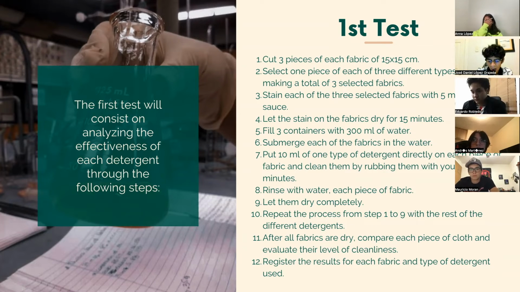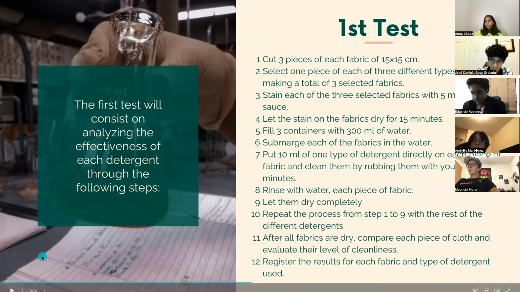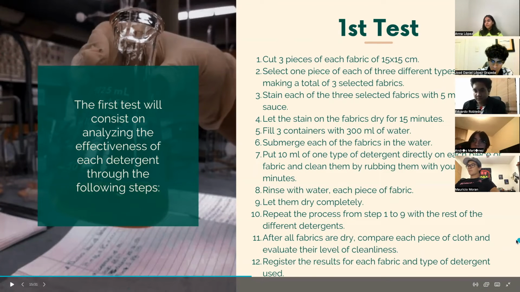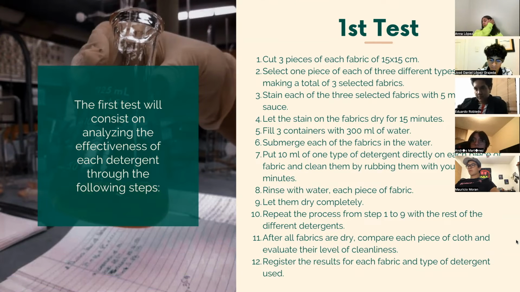Then fill the 3 containers with 3 milliliters of water. After filling the water, the pieces of cloth would be submerged in the water. Then put 10 milliliters of one type of detergent directly on each piece of fabric and clean them by rubbing them with your hands for 2 minutes. After cleaning them, rinse each piece of fabric with water. Let them dry completely and then repeat the process from step 1 to 9 with the rest of the different detergents. After all fabrics are dry, compare each piece of cloth and evaluate their cleaning levels, and then register the results for each fabric and type of detergent used.